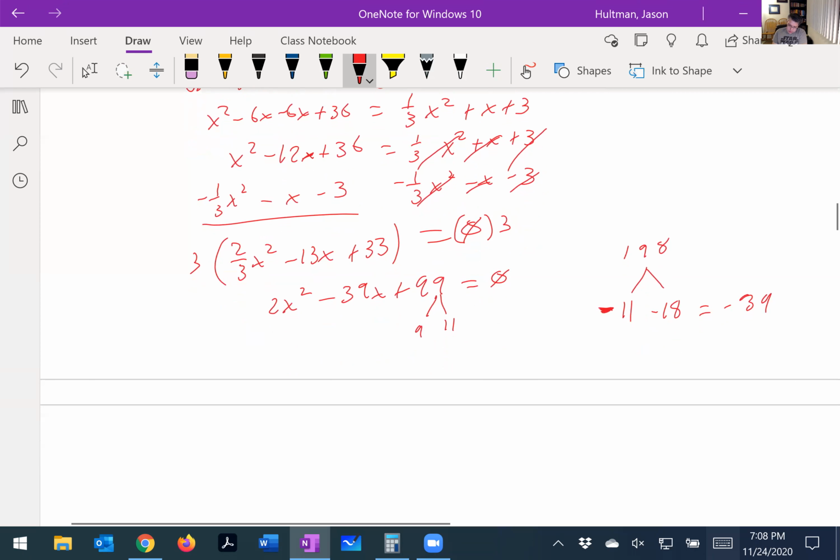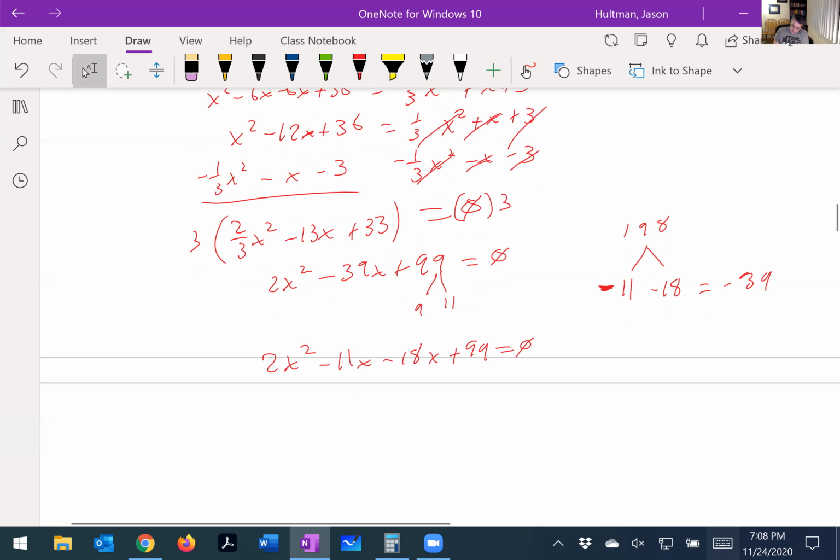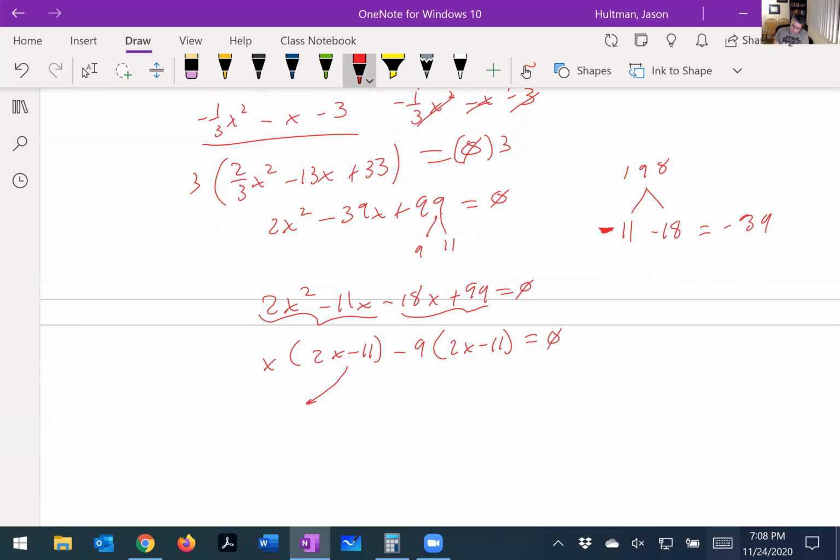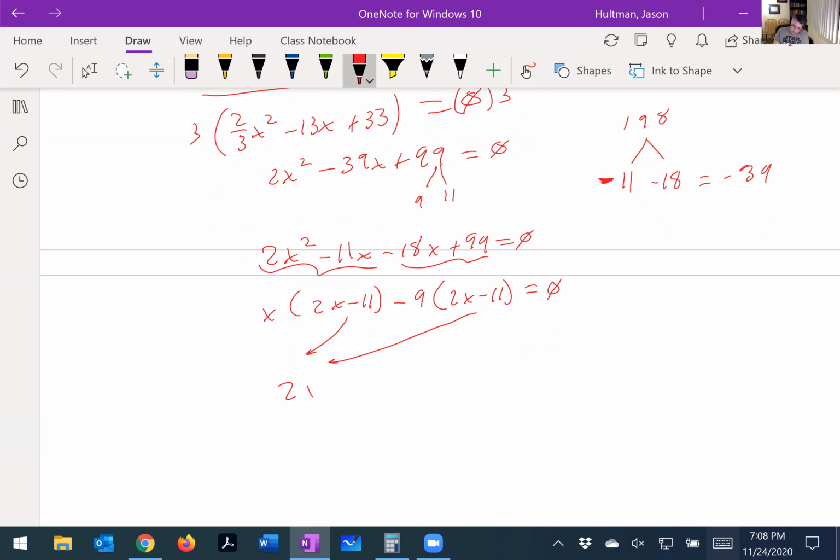Okay, so now I'm going to factor this. This is 2x squared minus 11x minus 18x plus 99 is equal to 0. Factor out what they have in common here. They have an x in common, so that's 2x minus 11. Factor out what they have in common here. They have a 9 in common. I'm going to factor out a negative 9, and I get 2x minus 11. Now I've got identical twins, and so I can factor out the twins. And I get 2x minus 11 times x minus 9, what's left over, is equal to 0.